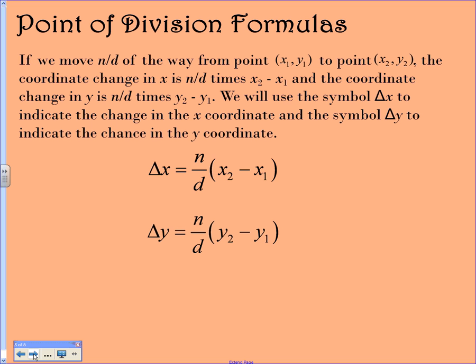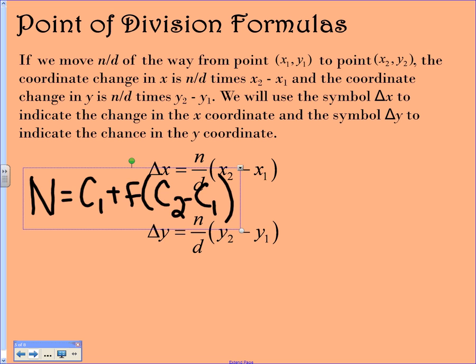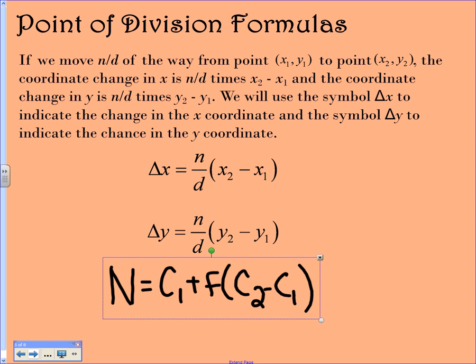So these two formulas, just what it was saying up here, the change in your x is the fractional distance between x2 and x1. Do you see how it kind of relates to the formula that we worked with at the beginning of the year? The fraction, and then your second coordinate minus your first one.